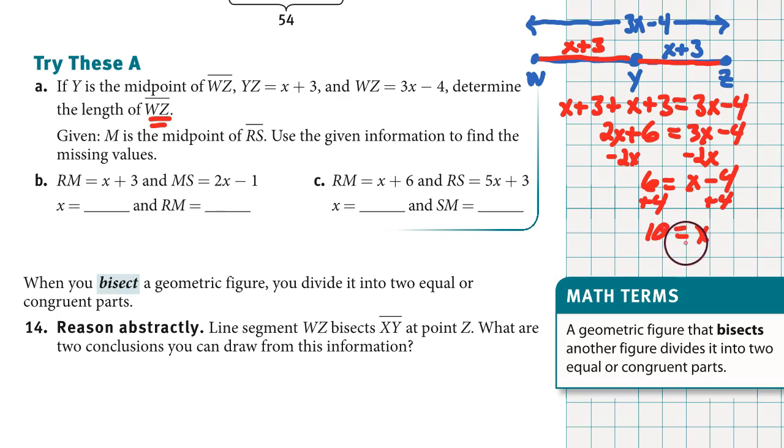Once we know the answer for x, we can find segment WZ. Go back to the picture. From W to Z is all the way across. It's this algebra expression. So this is the one that we fill in 10 for x. 3 times 10 is 30. 30 subtract 4 is 26. This is 26 units. Let's skip question B and C.